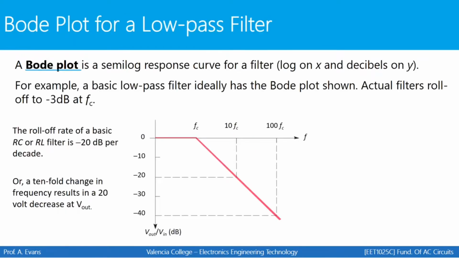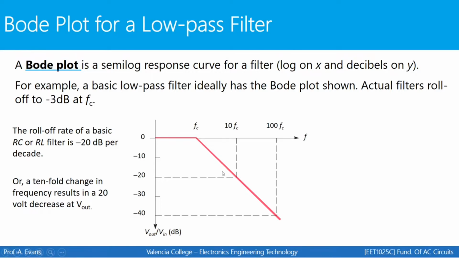A Bode plot is going to be a graphical representation of a filter. It's going to give you a very clear picture of the filter, of the frequencies that will pass through the filter and the frequencies that will not. This is an example of a Bode plot on the screen.